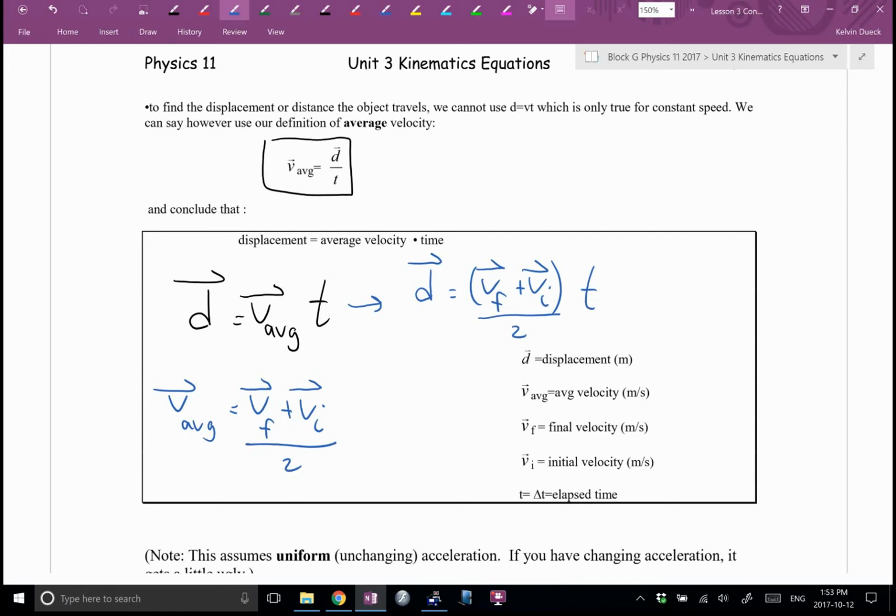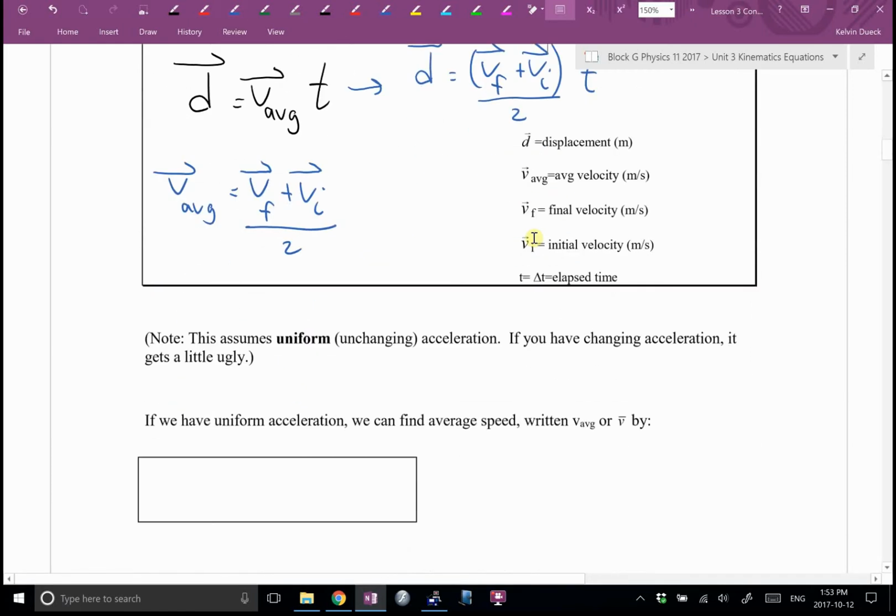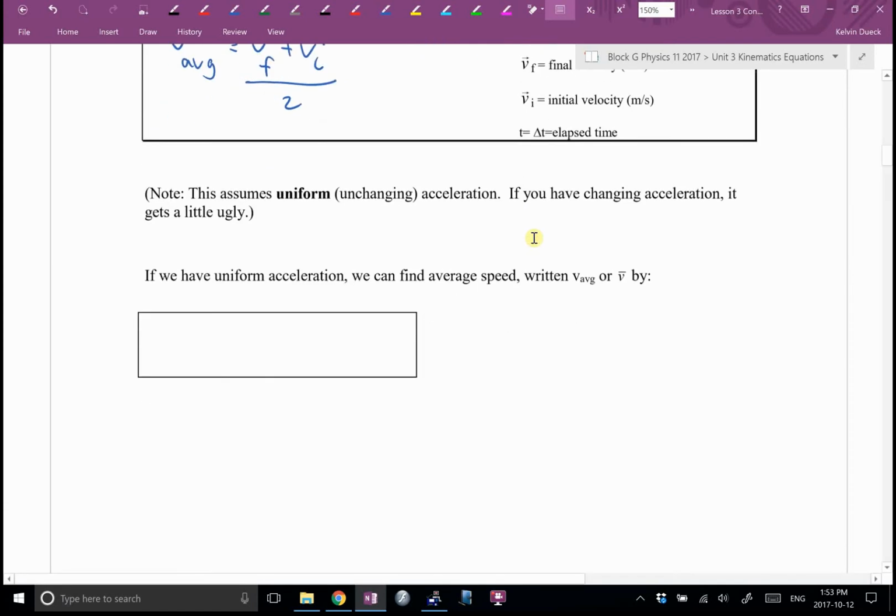Again, let me emphasize, Dom, you don't need to know where this equation comes from, but you do need to know that it's on your sheet. Second one over. Okay. A little note. This assumes uniform or unchanging acceleration. You're pressing on the gas or you're hitting the brake, but you're not changing how hard you press the gas. You're not changing how hard you hit the brake. That we can't deal with right now. That you really do need calculus. So that's why I wrote, if you have changing acceleration, it gets ugly. You need calculus. So, if we have uniform acceleration, we can find average speed by VF plus VI over 2.